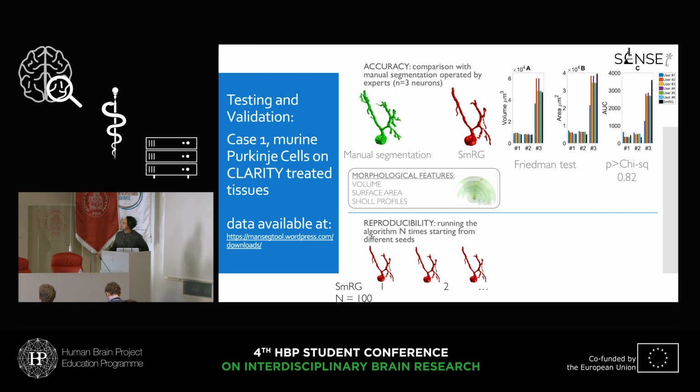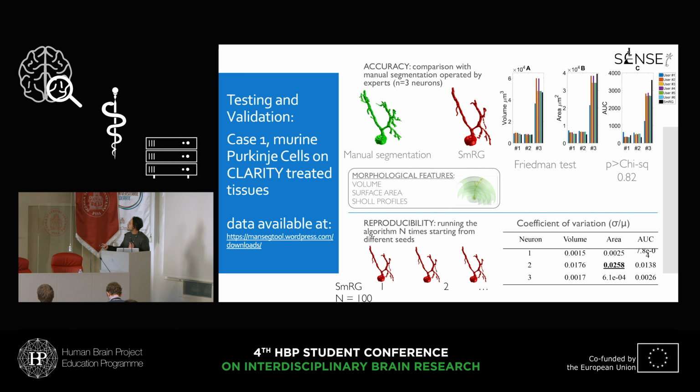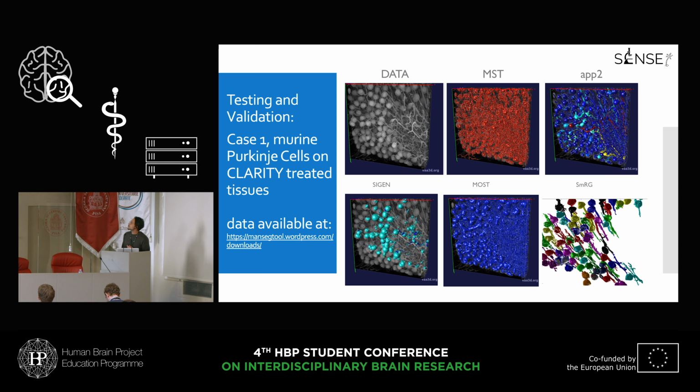For reproducibility testing, we instead segmented 100 times each of these neurons by starting from different seeds and evaluated the coefficient of variation of these outcomes. And the maximum value we observed was around 2.5%, suggesting the robustness of this algorithm to changes in initial conditions. Furthermore, we tried to compare the outcome of the SMRG with a standard algorithm available in the state of the art, but many of them failed in the segmentation, so this first case study was performed only visually.